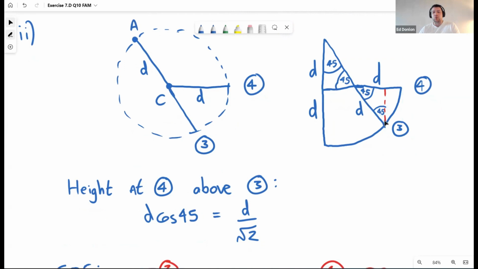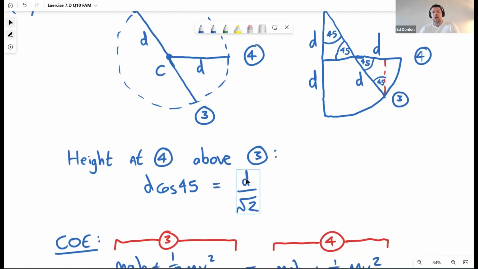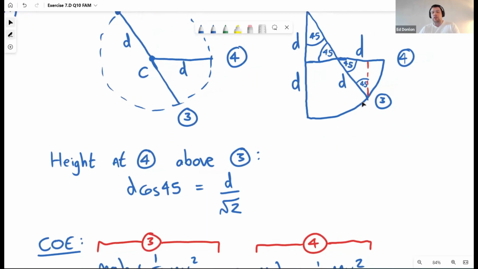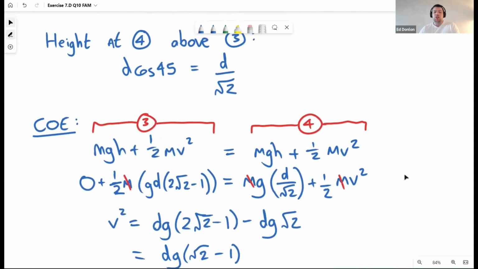And to find the length of this red dotted line here, I can use d cos 45. I can use d sine 45, so it doesn't really matter, but d cos 45 is quite nice. So this red line is going to have a height of d over root 2. And I'm not going to take that away from anything, because I'm going to say that position 3 is 0, and then position 4 is going to be d over root 2, which will make my conservation of energy a lot nicer.